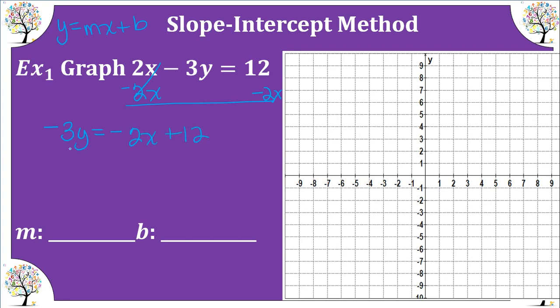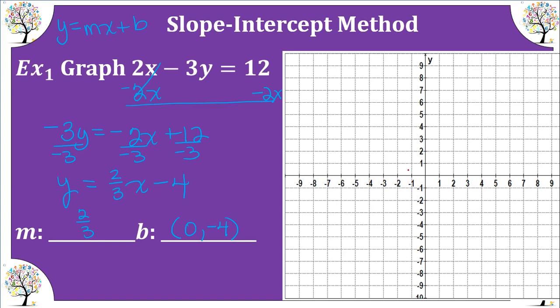And now we simply need to divide each term by the coefficient negative 3. This gives us y equals, when we have a negative divided by a negative, that's positive. So our slope is positive 2 over 3 times x. And then our y-intercept is going to be minus 4. So let's identify my slope and the y-intercept in the form of an ordered pair. Now, let's graph this.